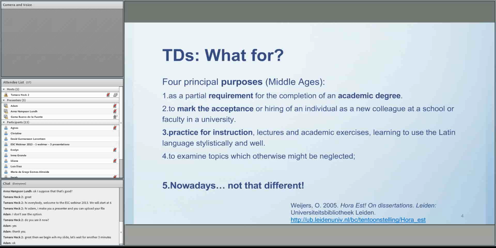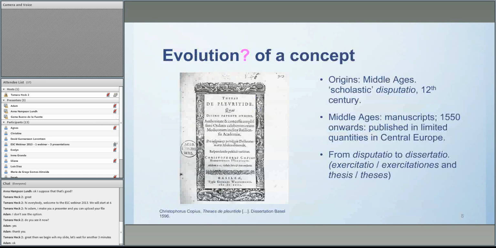So, the four principal purposes of the thesis and dissertations, these are the purposes from the Middle Ages, since the beginning. And right now, we could say they are more or less the same. But we have to think that these thesis and dissertations are also ways of communication, scholarly communication. And in my opinion, they should take care of the trends, the new technologies that are applied in scholarly communication.